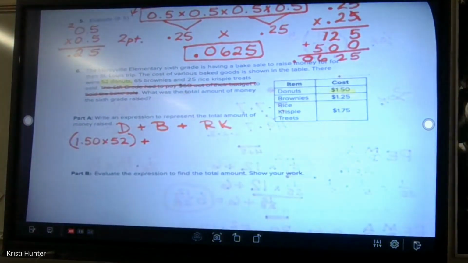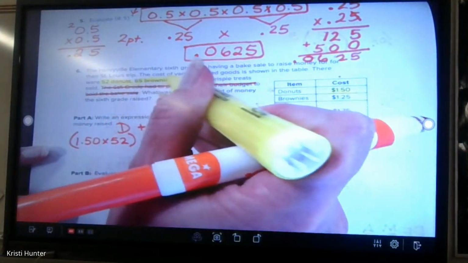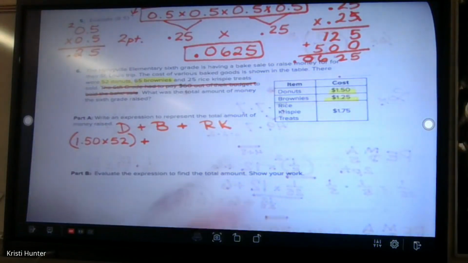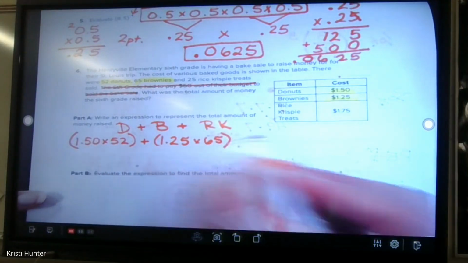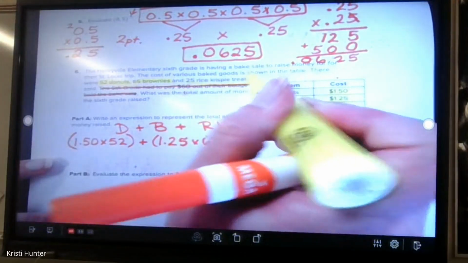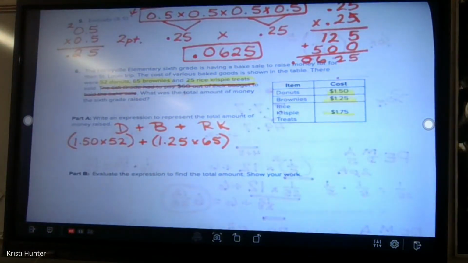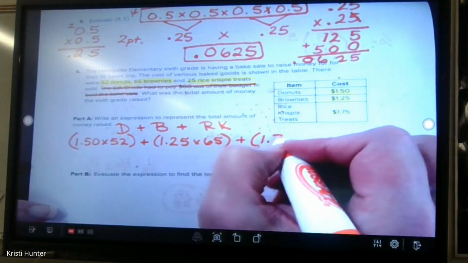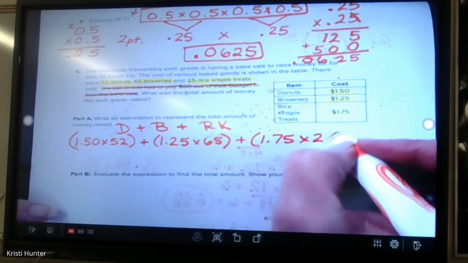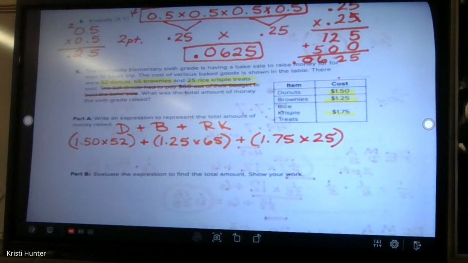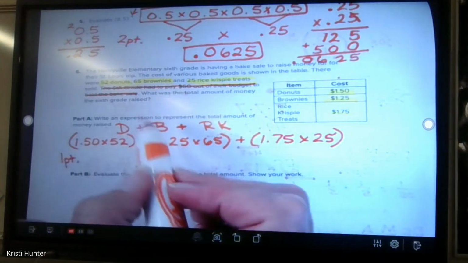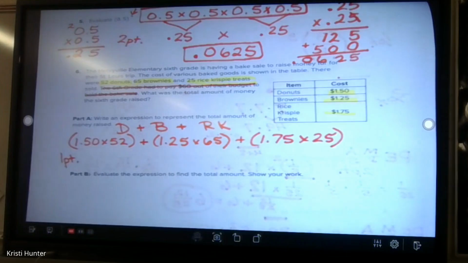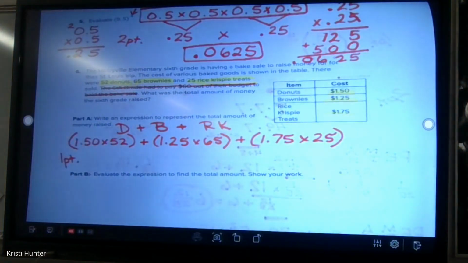plus, now I'm going to move on to brownies. There were 65 brownies, and they cost $1.25. So I'm going to take $1.25 times 65. Now my Rice Krispie treats, 25 of those for $1.75. So I'm going to say $1.75 times 25. So your first point comes from that you can follow these directions and write an expression that explains how much money the 6th grade would raise.